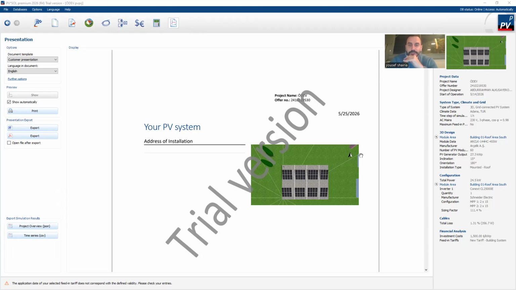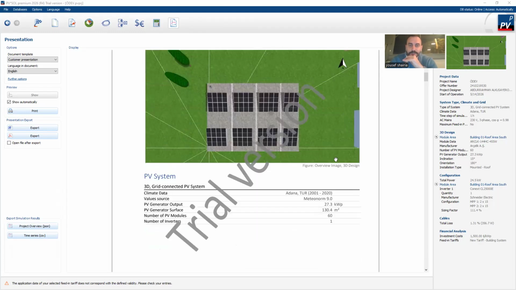For this project, I selected a commercial building located in Adana, Turkey, as you see here, as the installation site. Adana is one of the most solar-rich cities in Turkey, which makes it an ideal location for a photovoltaic system.